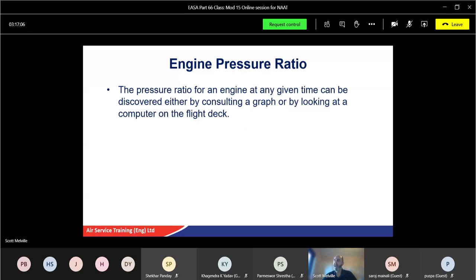Pressure ratio from the engine at any given time can be discovered by consulting the graph or by looking at a computer on the flight deck. Most of the modern ones now, your ICAS system and ECAM, are all digital, on computer, ready to go. The pilot will input the temperature and pressure of the day, and that will calculate what your thrust should be against the engine's graph as well.